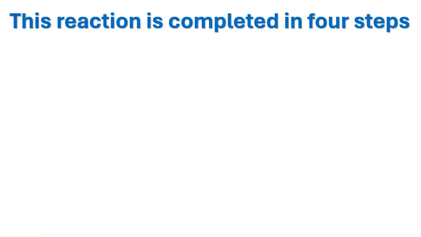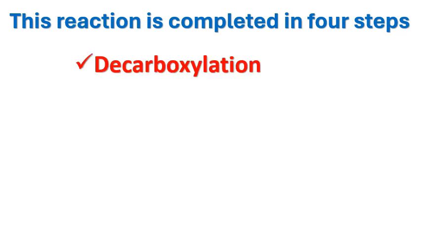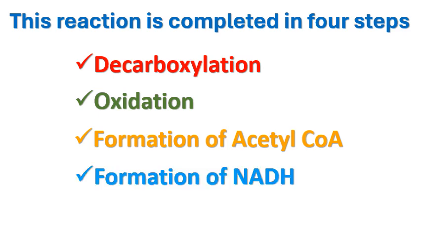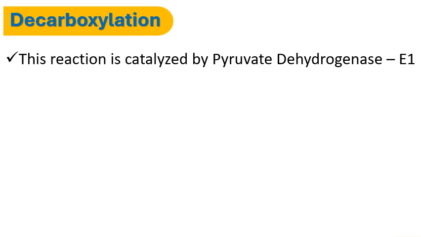Now, let's look at these 4 reactions. These 3 processes are carried out in 4 different steps. Like we said, the first step is decarboxylation, the second one is oxidation, the third one is the formation of acetyl-CoA, and the last one is the formation of NADH, which is a reducing component needed for the breakdown or to generate ATP. Now let's take these reactions step by step. Decarboxylation.